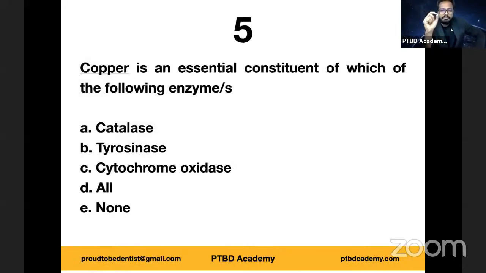Now let's move on to the penultimate question. Copper is an essential constituent of which of the following enzymes? Catalase, tyrosinase, cytochrome oxidase, all of the above, none of the above. If you had carefully observed, I mentioned an enzyme already that is copper containing.